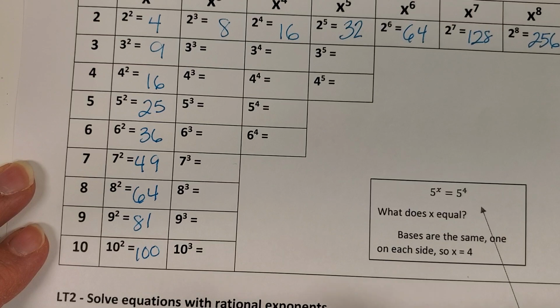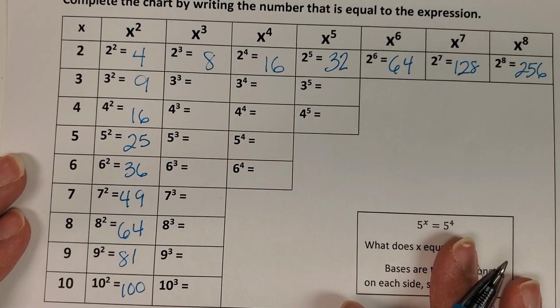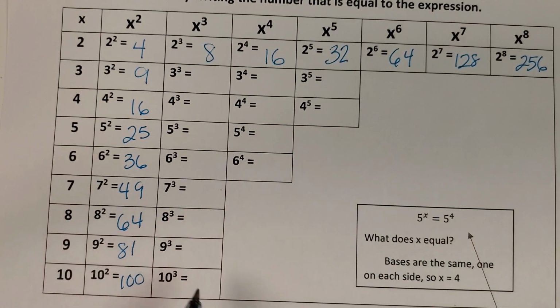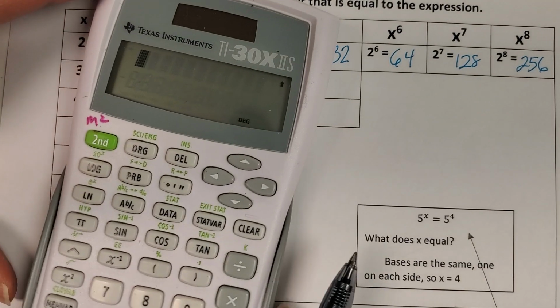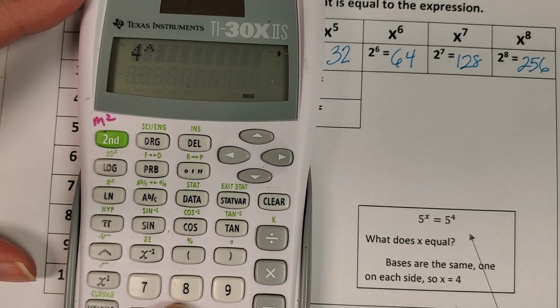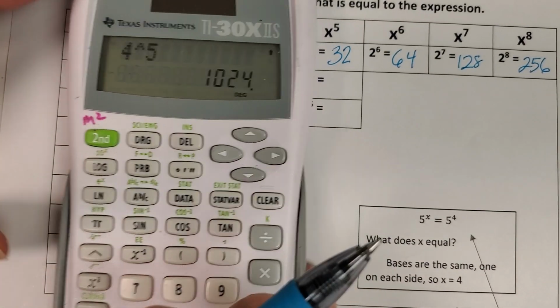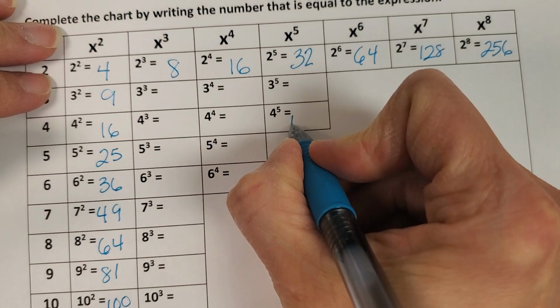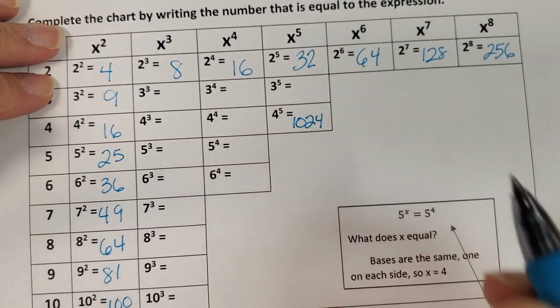Okay, so that's just how you do it, and you're going to do all the rest all by yourself. I'll do one more for you. I'll do 4 to the 5th. I'll show you one more time in your calculator just in case. 4 caret 5, that means 4 to the 5th, and that says 1024. So I'm going to write 1024, and then you can do the rest.